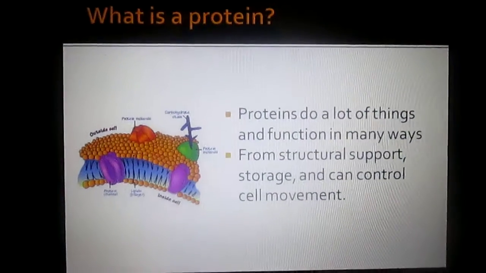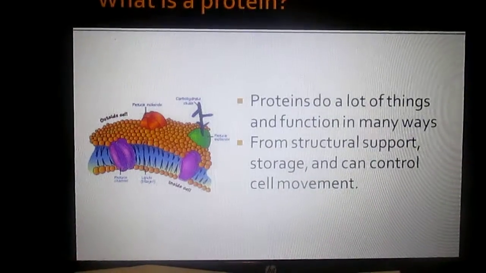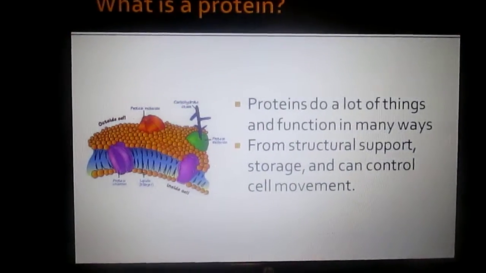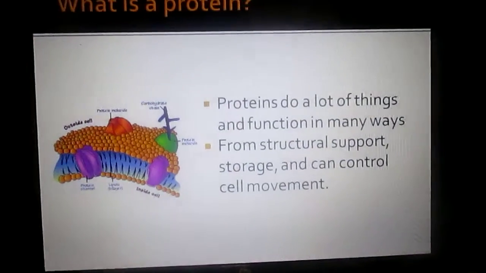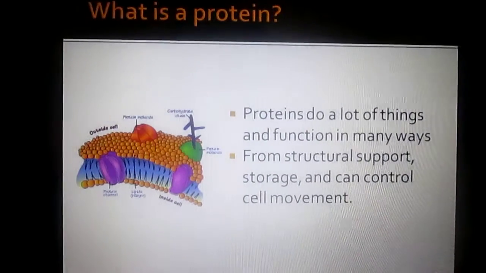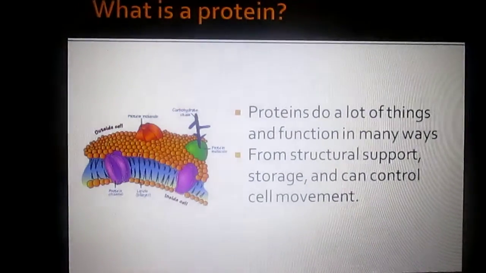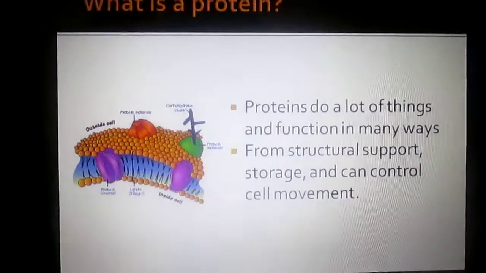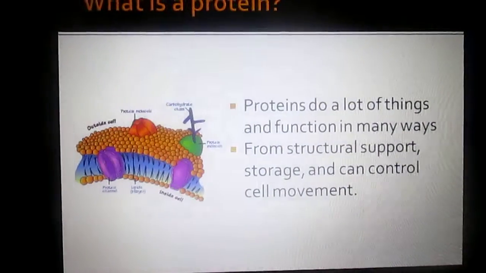The first is, what is a protein? Proteins do a lot of things and function in many ways, from structural support and storage to even controlling cell movement. Each protein is brought together by one or more chains of amino acids linked by peptide bonds. The amino acid chain that links the protein together is folded into a three-dimensional shape, which determines its function.